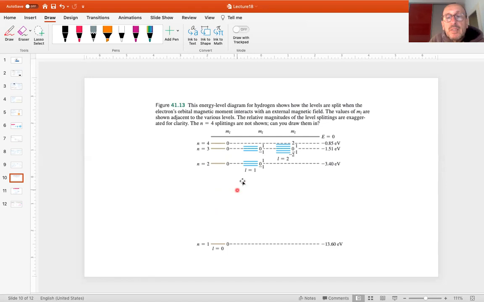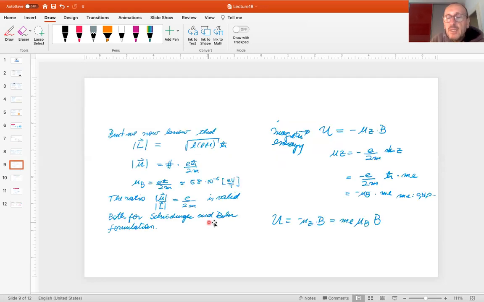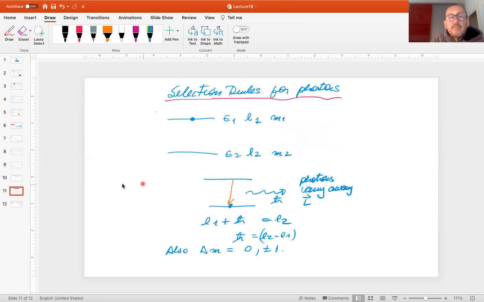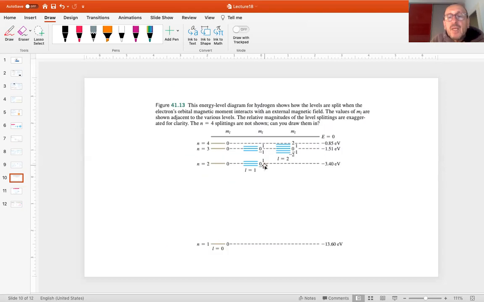But what happens when they are in an L state? Well, I have this expression that tells me there is a change in the energy level, and the change in the energy level is proportional to the value of M. It is the magnetic field times a constant, which is the Bohr magneton. And in this case, we have 3 levels because we have 3 components of the magnetic field. One that is aligned and counter-aligned.